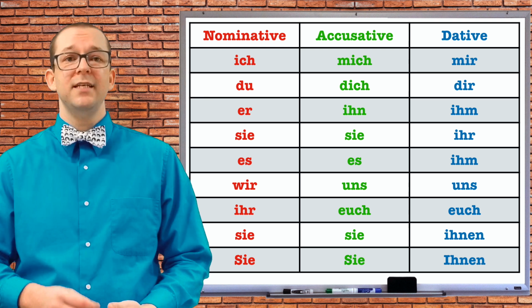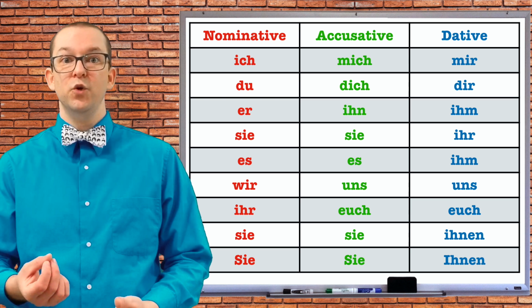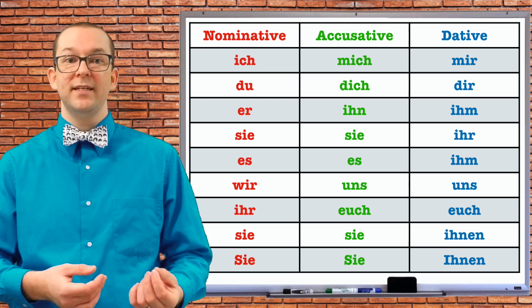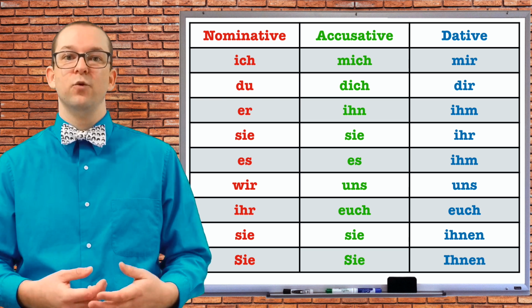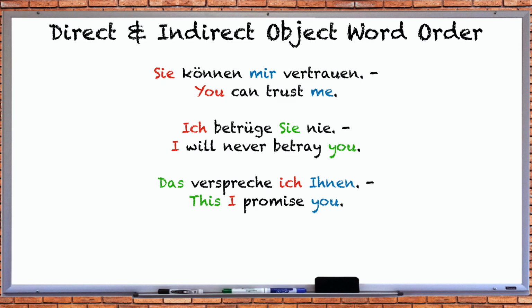Both the plural sie, they, and the formal Sie, you, stay sie when they're the direct object or accusative, but they become ihnen when they're in the dative case or the indirect object. Sie können mir vertrauen. You can trust me. Ich betrüge Sie nie. I will never betray you. Das verspreche ich Ihnen. This I promise you.